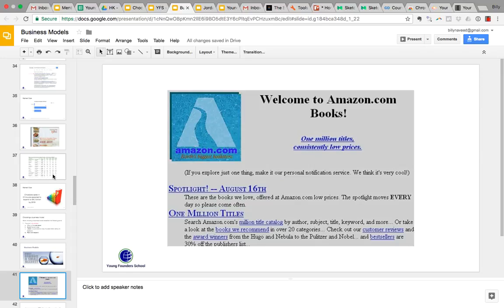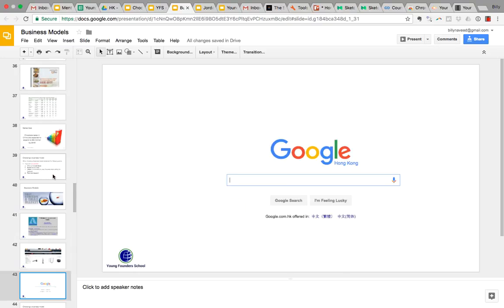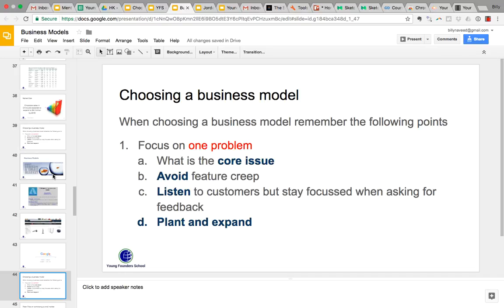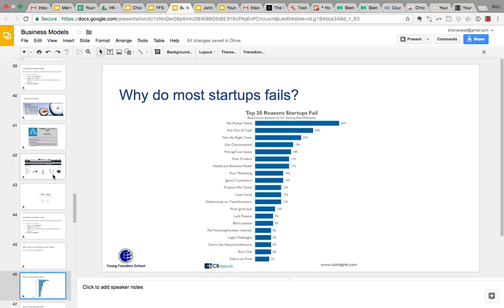Then we talk a little bit about the early days of other companies. Obviously, Amazon was very focused on selling books, and now they sell everything. Google was very focused on search, doing it really well, and now they obviously do a whole bunch of stuff. And then we show them a Peter Thiel video on dominating a small market. We again go back to this issue of trying to do too much and not pivoting your business quickly enough.